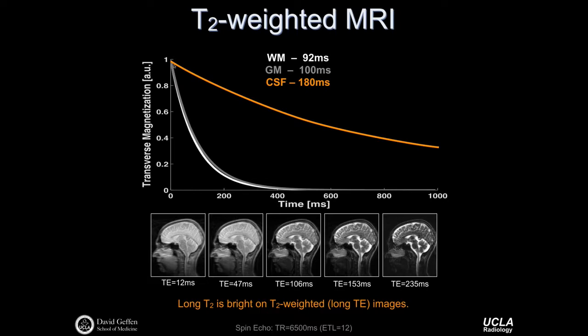But if we wait longer and longer periods of time, something interesting happens, right? CSF has a long T2, so the CSF signal decays relatively slowly in the transverse plane, whereas white matter and gray matter have shorter, substantially shorter, but similar T2 relaxation time constants. In this case, the gray matter relaxes a little bit more slowly than white matter. So what does that mean?